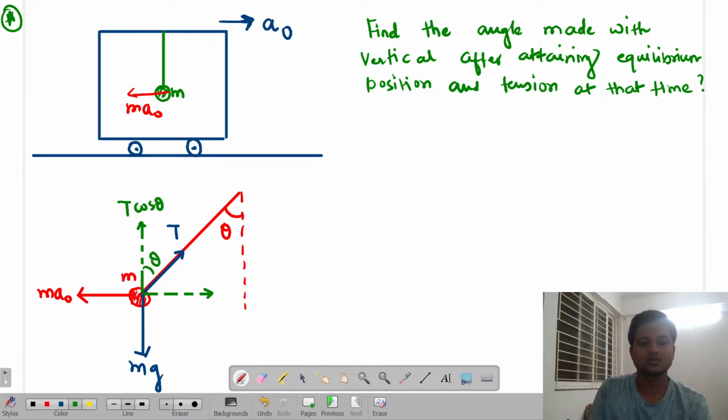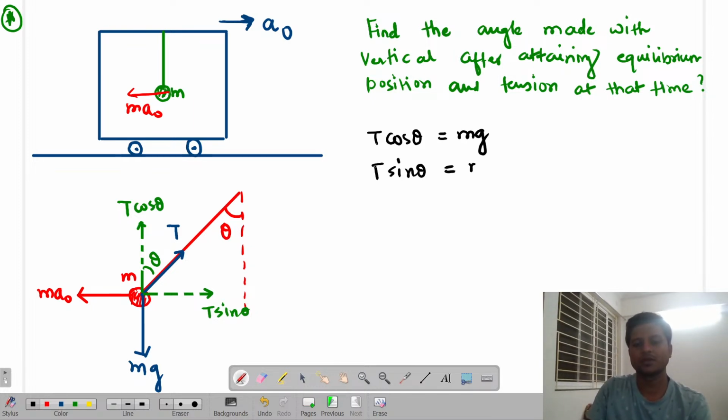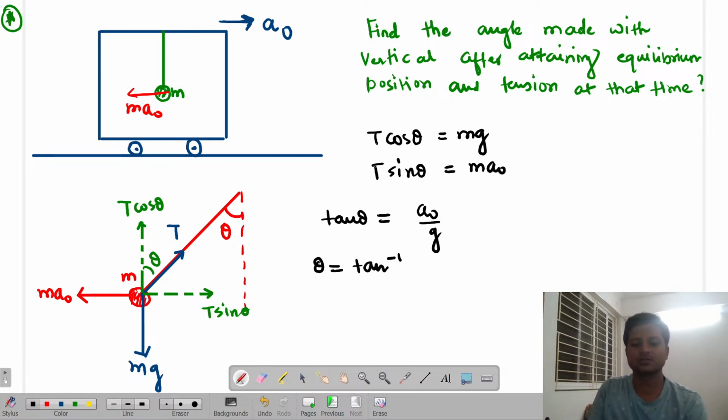So this becomes how much? T cos theta, and this becomes how much? T sin theta. So can I basically write T cos theta is equal to how much? Mg, and T sin theta is equal to how much? m a naught. Divided, correct. So tan theta becomes how much? a naught by g or not? So theta is nothing but tan inverse a naught by g. Are you able to get me? Theta is equal to how much? Tan inverse a naught by g.